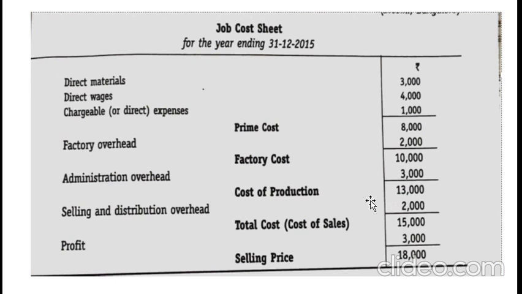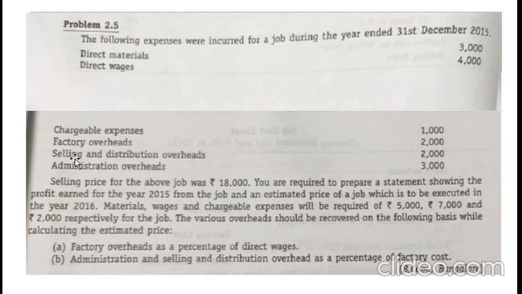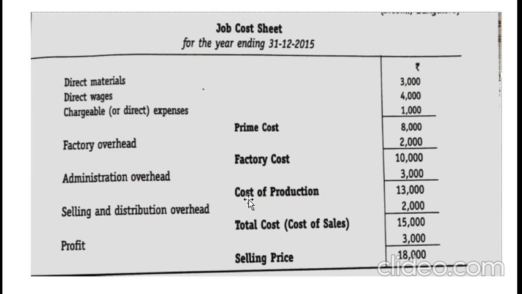So after producing, what will you do? Your selling expenses. So you need to check whether they have given selling and distribution expenses in the problem. So yes, they have given here selling and distribution overheads, which is nothing but expenses, which is 2,000. So you will be taking into the problem 2,000. So cost of production plus selling expenses will give you your total cost. So 13,000 plus 2,000 will give you 15,000. This is total cost or cost of sales.